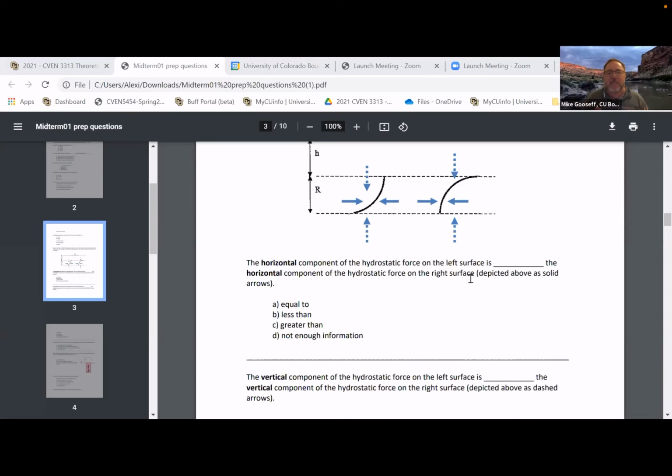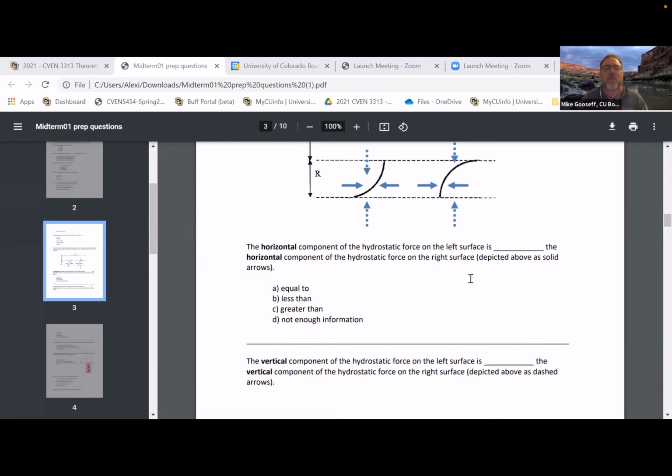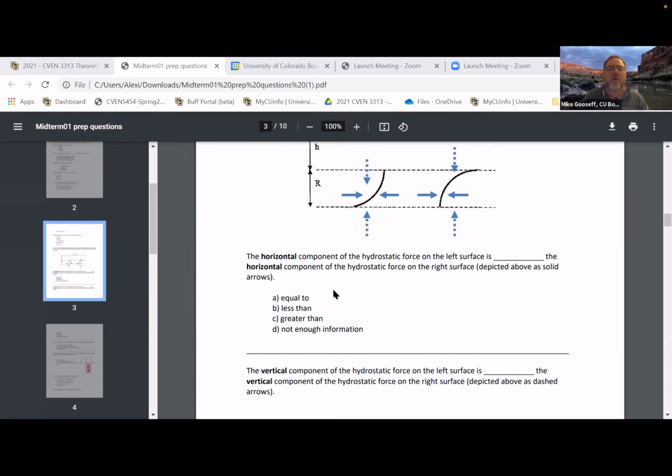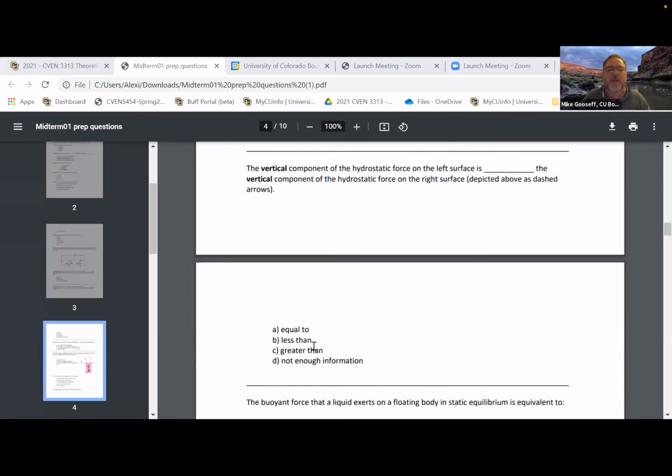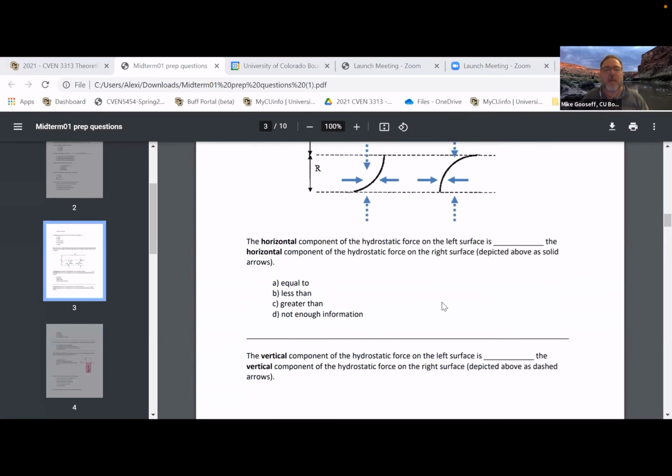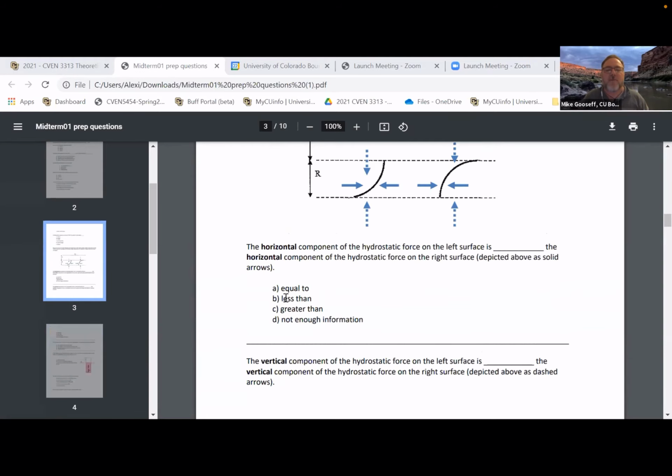In this case, so sorry, Alexi, what are our options for the answers here? Did I include those on the next page? Equal to, less than. So it's phrased, the left surface is blank, then the vertical component of the hydrostatic force on the right surface as the dashed arrows. They have to be in balance with each other.